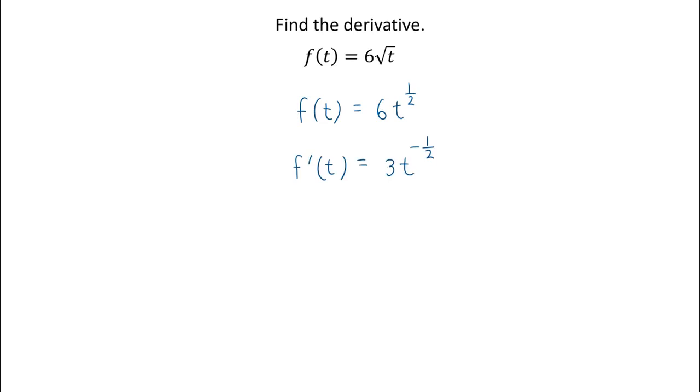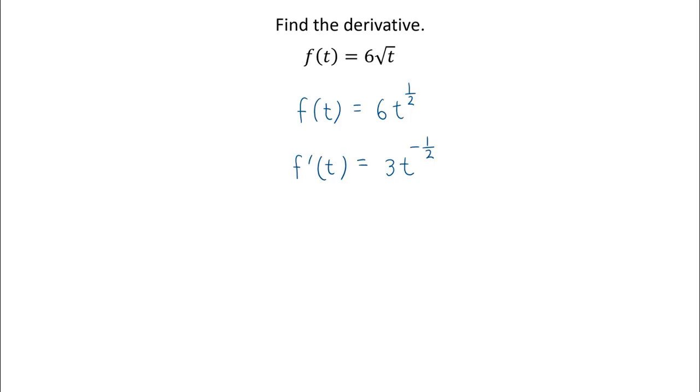Multiply the exponent of 1/2 by the coefficient of 6, and we get 3. Now we have to lower the exponent of our variable by 1 unit. 1/2 minus 1 gives us t to the minus 1/2. So f prime of t equals 3t raised to the negative 1/2 power.